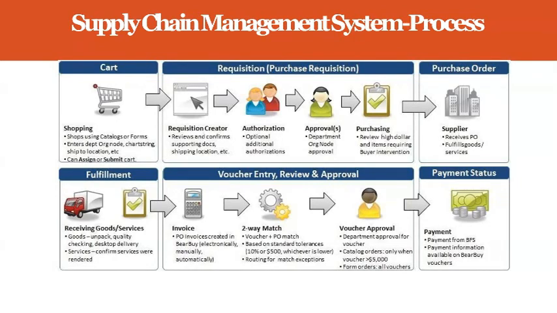And then after that, we will make a requisition or purchase requisition. So requisition creator, authorization, approval, and purchasing. So after that process, we can now have our purchase order from the supplier, where the supplier provides the receipts, PO, fulfills goods and services.